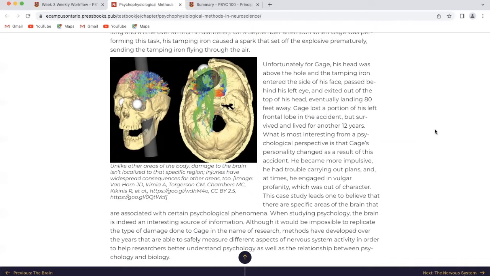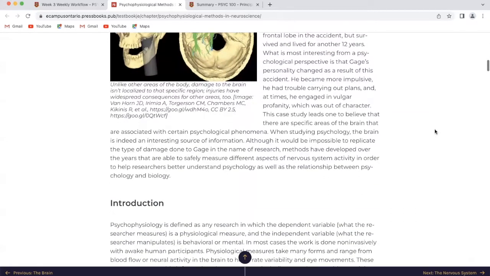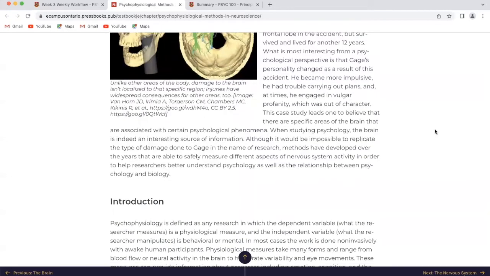What is most interesting from a psychological perspective is that Gage's personality changed as a result of this accident. He became more impulsive, he had trouble carrying out plans, and at times he engaged in vulgar profanity, which was out of character. This case study leads one to believe that there are specific areas of the brain that are associated with certain psychological phenomena.